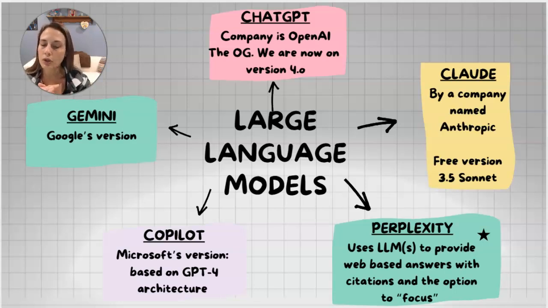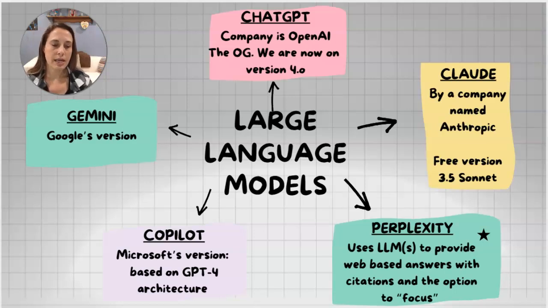Microsoft's version is called Copilot, and it is similar to other large language models. It is just Microsoft's version of it. It's also worth mentioning here that these are not all trained exactly the same, but the essence of what they do is similar. The next one on the list over here is Perplexity.